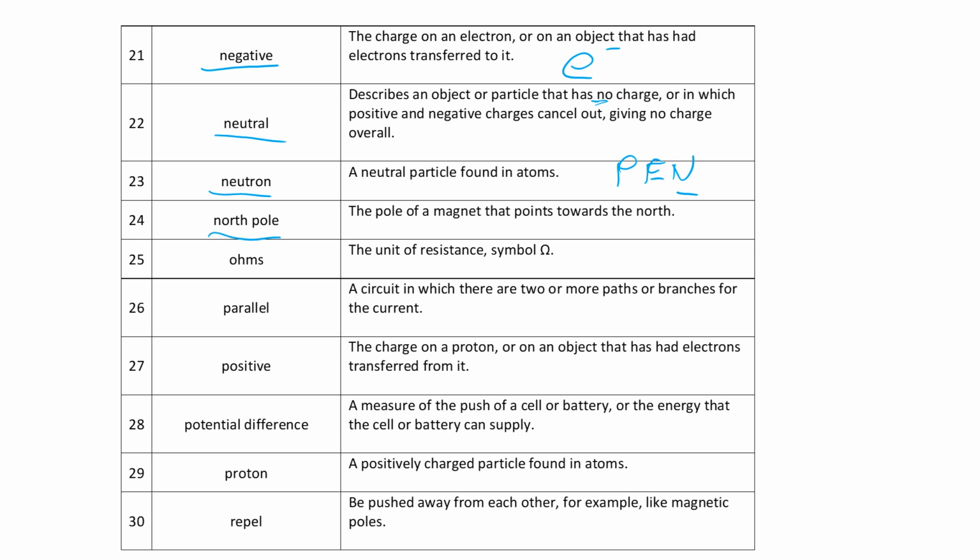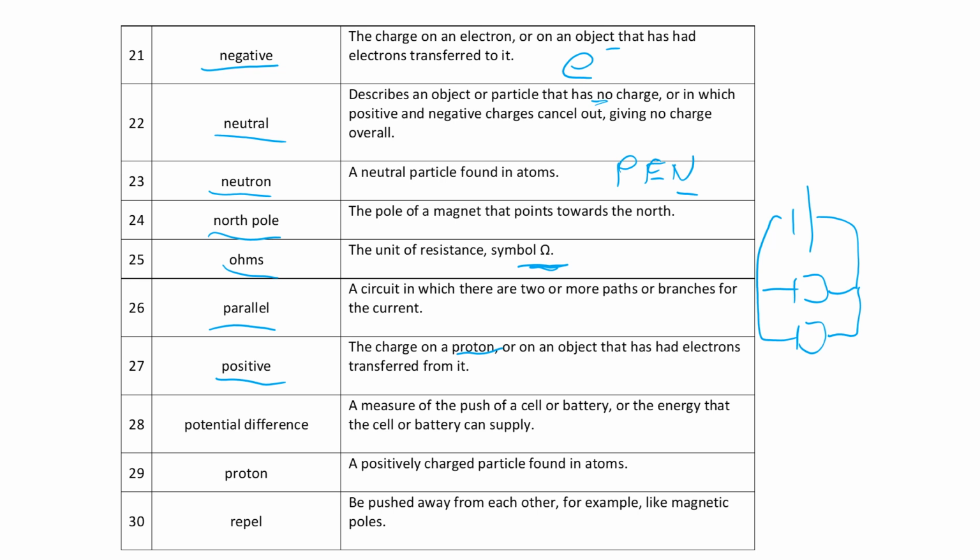The units of resistance, funny little upside down horseshoe thing, is an ohm. A circuit where there are two or more paths, so if I've got a circuit and I've got a resistor there, so that is then a parallel circuit. The charge on a proton, protons positive, P, positive.